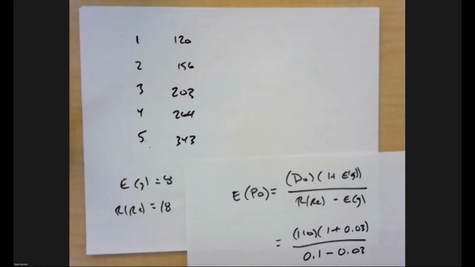What is the year 6 cash flow? Just out of curiosity for a second. What is the year 6 cash flow? Yeah, it's going to be 370. How'd you get it?